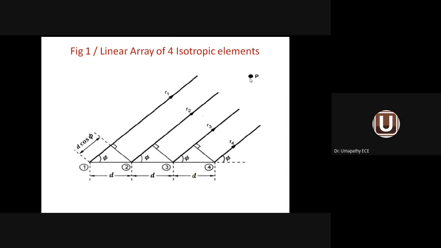What is point P? At point P only I am standing. Why am I standing there at point P? At point P, I want to calculate the total electric field strength because of all the antenna elements 1, 2, 3. From the field strength, I want to calculate maxima, minima, half power points. Finally, draw the radiation pattern. This is the traditional method. But that traditional method, I'm not going to follow here. We are going to follow the principle of the pattern multiplication method.